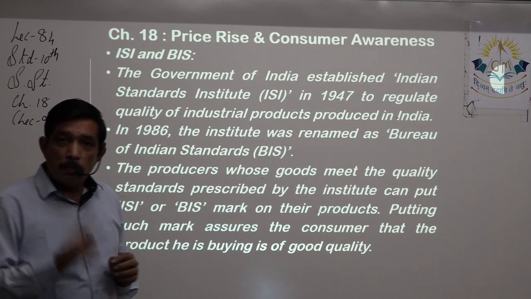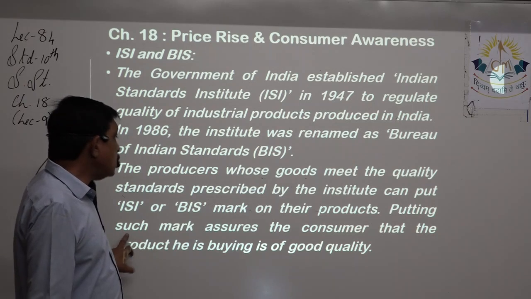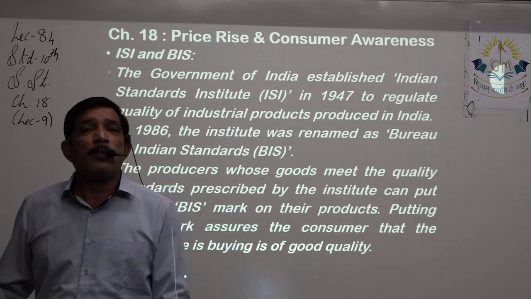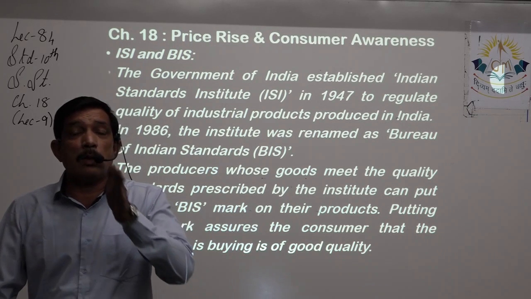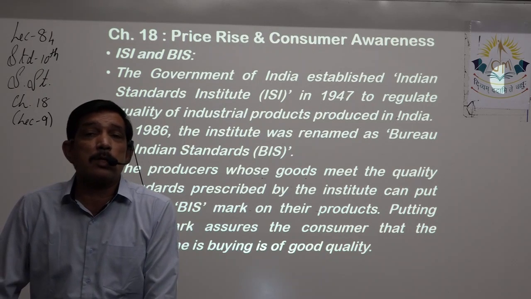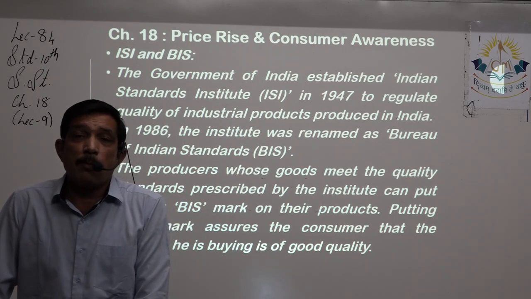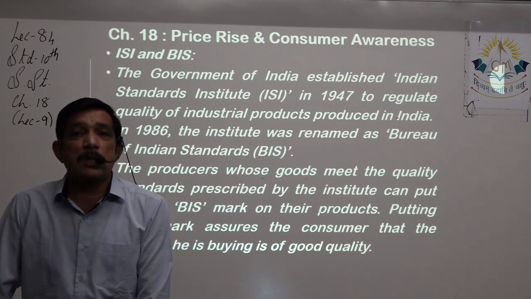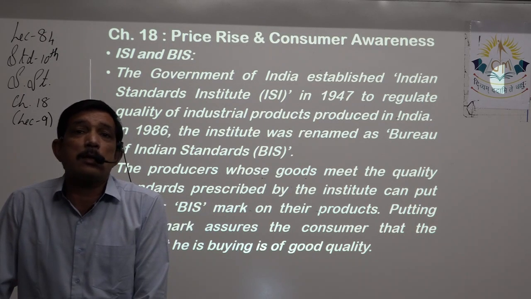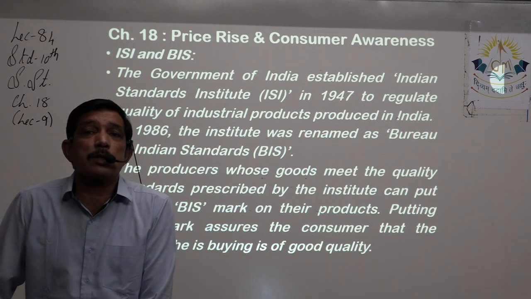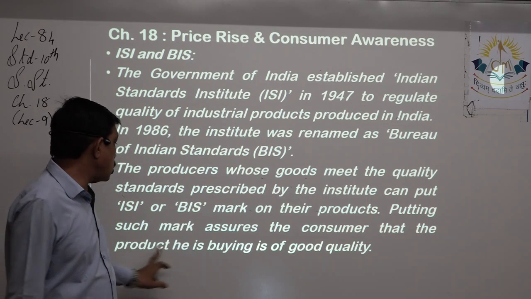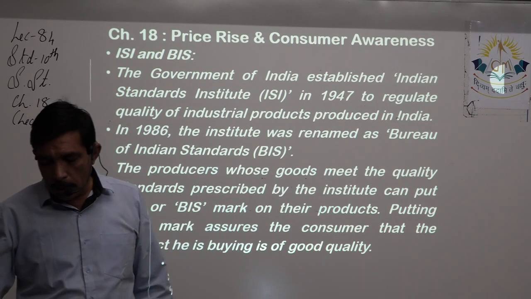Which institute? BIS, right? Putting such a mark assures the consumer. Now I am not aware of all these things about the iron rod that I am using for the construction of my house. Which one should I buy? So I go to the shop, and seeing that ISI mark, I am satisfied that this company's iron rod is according to the standards prescribed, and I can use it in the construction of my house. So putting this mark assures the consumer that the product he is buying is of good quality.